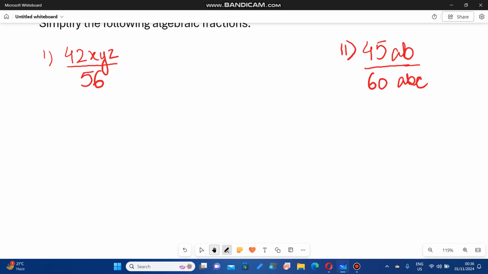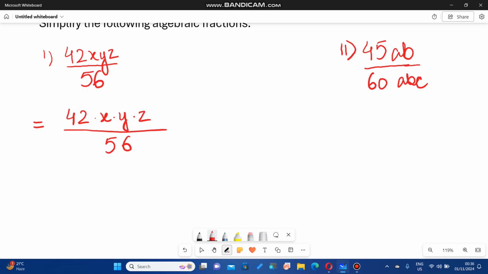In the first question we have 42xyz divided by 56. We have 42 times x times y times z divided by 56. All the terms in the numerator are being multiplied, and we have a single term in the denominator. Can we cancel out x, y or z? No, we do not have x, y or z in the denominator. We cannot cancel out the variables. Let's move on to the numbers. We have 42 in the numerator and 56 in the denominator.